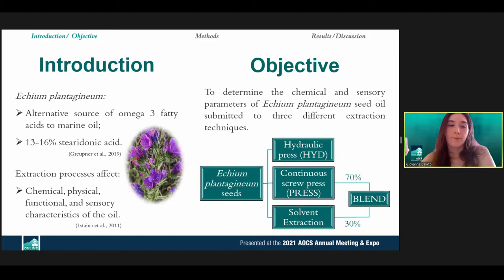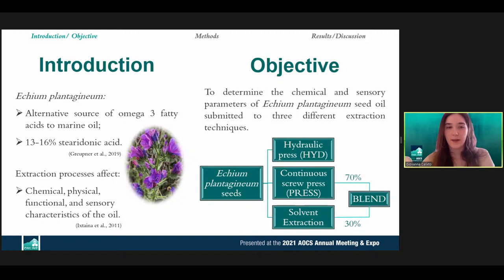seed oil submitted to three different extraction techniques: hydraulic press, continuous screw press, and solvent extraction. And then 30% of the solvent oil was mixed with 70% of the press oil, providing the blend sample that we used in the work.